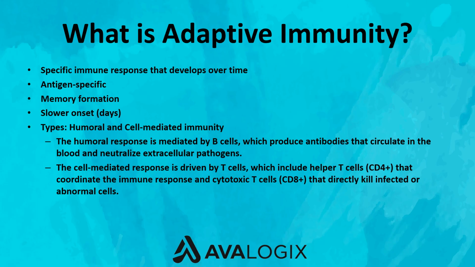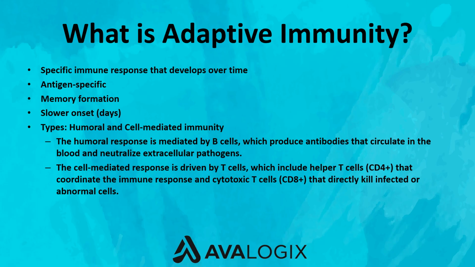Now here's the best part, memory. Once the adaptive immune system has responded to a pathogen, it keeps a record. Memory T and B cells stick around, often for years, ready to respond faster and stronger if that same pathogen returns. This is the fundamental principle behind vaccination. Expose the immune system to a harmless form of the pathogen, and it will remember how to defeat the real thing.